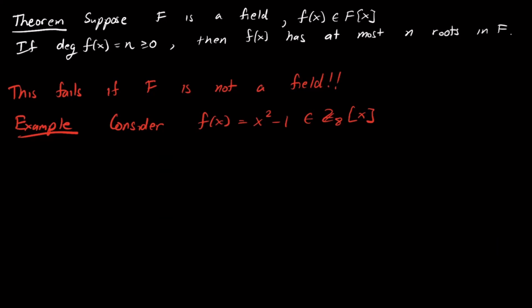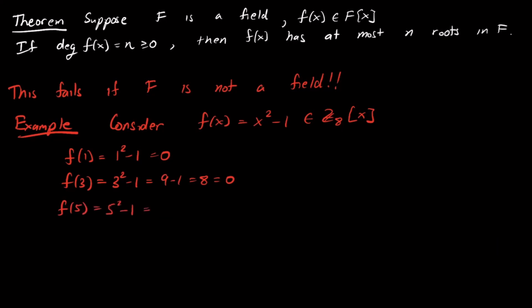Okay, so what are some roots of this polynomial? I might notice that f of 1 is equal to 1 squared minus 1, so that's 0. I might notice f of 3 is 3 squared minus 1, so that's 9 minus 1. That's 8, which is equal to 0 in Z mod 8. I might notice f of 5 is 5 squared minus 1, so this is 25 minus 1, which is 24. That's equal to 0 in Z mod 8. And then f of 7 is equal to 7 squared minus 1, so this is 49 minus 1. That's 48, which is equal to 0 in Z mod 8.